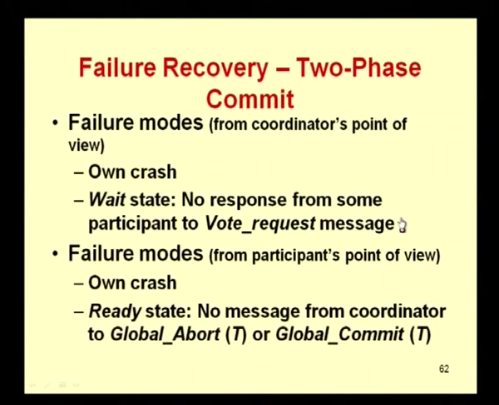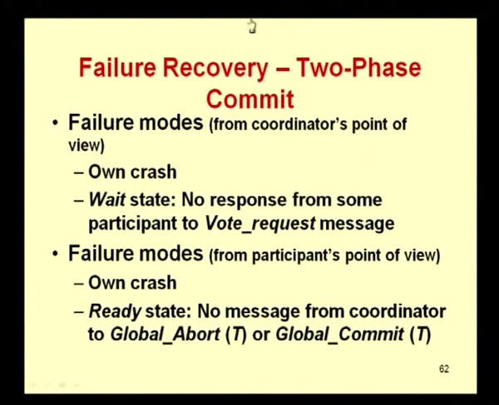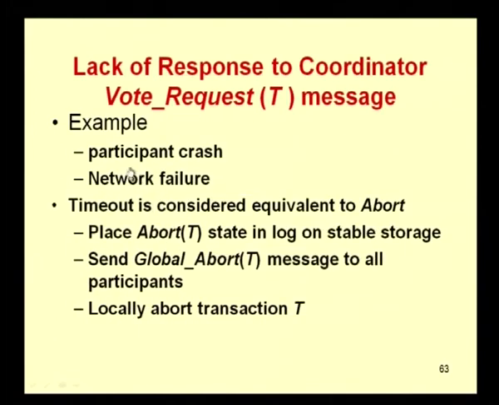In the two-phase commit, the failure modes, from the coordinator's viewpoint, are that his own system can crash, or he can be permanently in a wait state because some participant has not responded to the vote request. From the participant's viewpoint, it is its own crash, or there is no message from the coordinator regarding the global abort or global commit. Participant crash, network failure, or timeout is considered equivalent to abort. So, place the abort state on stable storage, send global abort and locally abort.